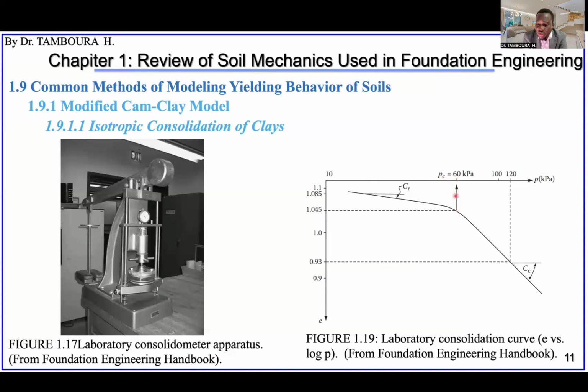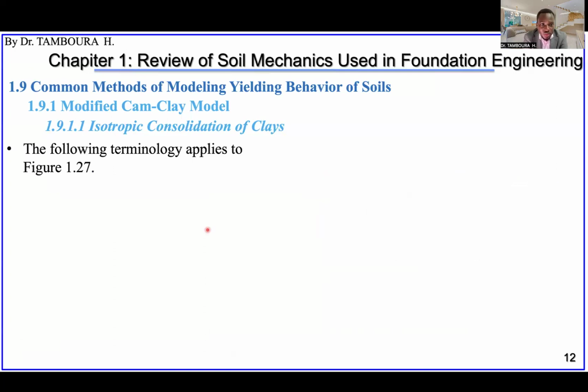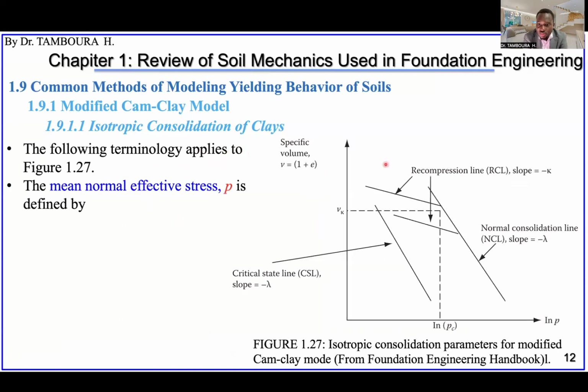Okay, the maximum is here, so it will be about this one, but in 3 dimension, or almost like that. Okay, the isotropic consolidation of clay will be like this, but in 3 dimension. So following the terminology applied to this figure, do you see it is about the same, but in 3 dimension, this first line and this second line with second slope.